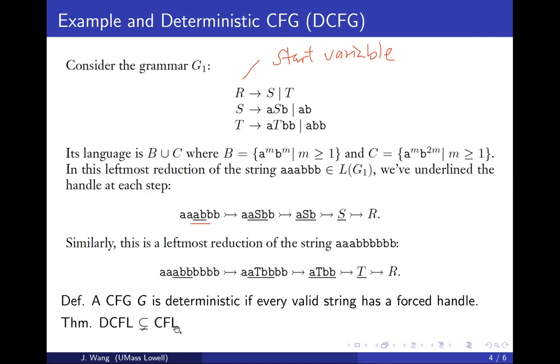Now we are going to get rid of this ambiguity and define deterministic context-free grammar. This is the definition: a CFG is deterministic if every valid string has a forced handle. This is a valid string, but its handle is not forced because you have two choices. AB is a handle, but ABB is another handle, so that is not forced. If we get rid of this, then we call it a deterministic context-free grammar. Shorthand for that is DCFG.